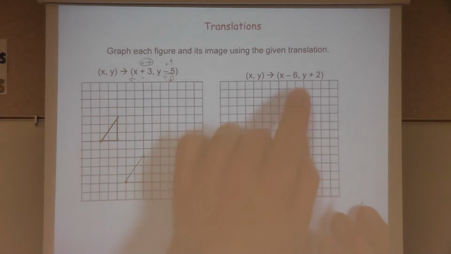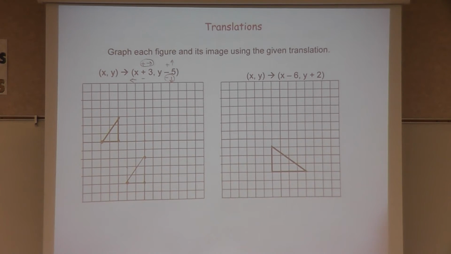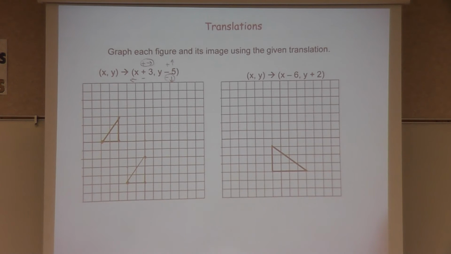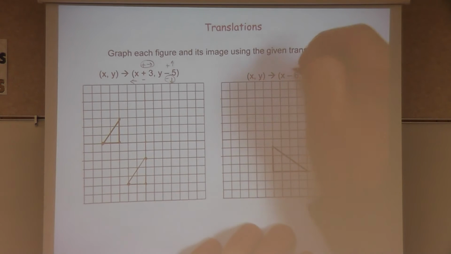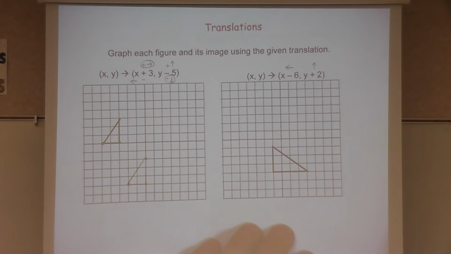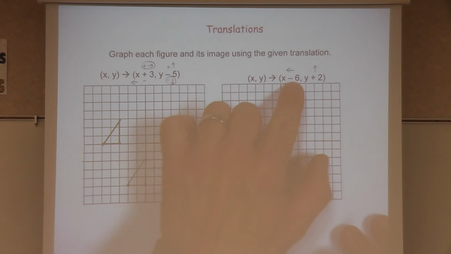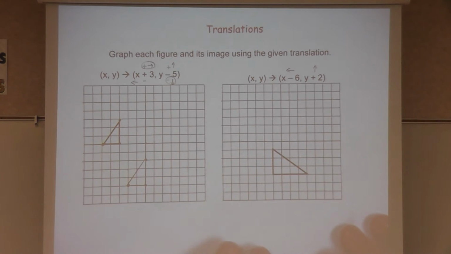All right, for our second problem, this is our transformation. And I want you to think for a couple seconds, what would this transformation do to the image? Think about where it's going to move to. All right, hopefully you said because x is minus, we're moving to the left, and because y is positive, we're adding 2, it's going to go 2 units up. So this triangle is going to move 6 units to the left and up 2.